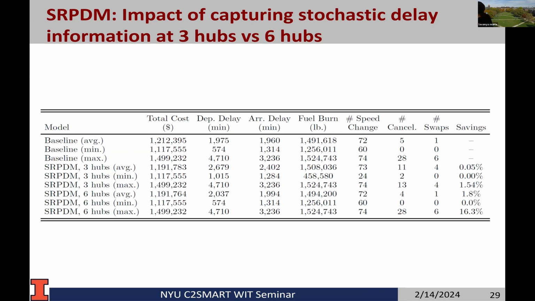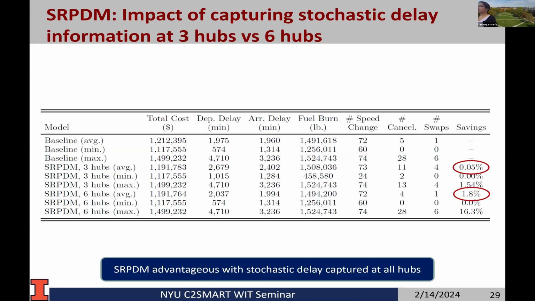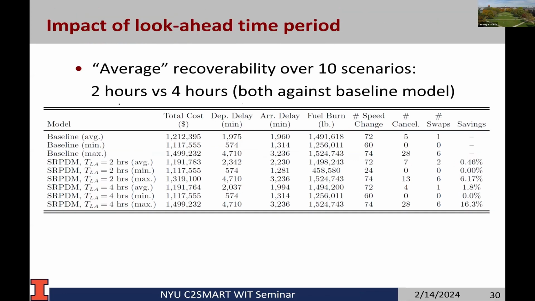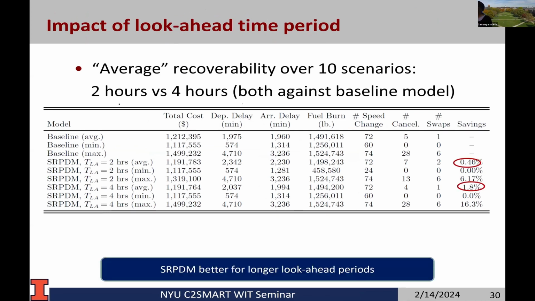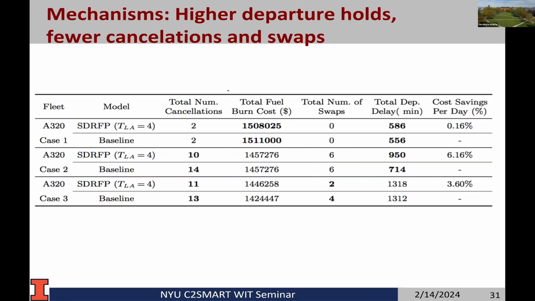We said, every time you capture information at, say, 3 hubs versus 6 hubs, you're doing better if you're capturing more and more information. So that's good. We said, the more information you capture for the future, the more look ahead you can have, the better you can do. Good. And if you can look ahead better, like 4 hours instead of 2 hours, even then that's good. That means, again, more information is helping us, right?